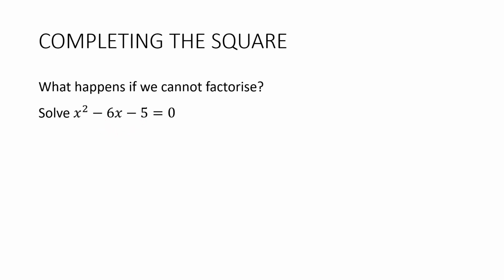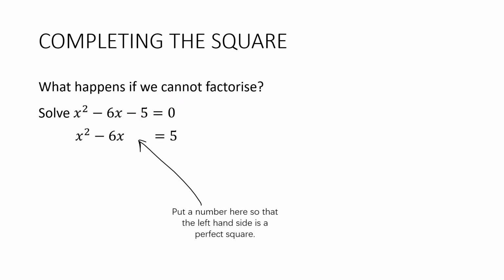All right, here's the method. I'm going to take this 5 and move it over the other side, and I'm going to leave a gap. Now, we want to put a number in here so that this side here is a perfect square, and it's really easy to do. What we want to do is find the term in x and the coefficient, which is negative 6. And all we do is halve it, square it. You can see how I haven't included the negative there, because when we square it, the negative's going to go. So I can pretty much ignore that. So half of 6 is 3. 3 squared is 9. And I want to put a plus 9 in.